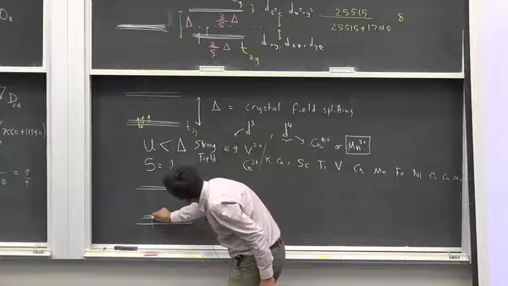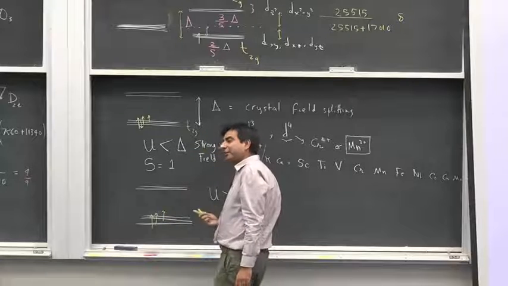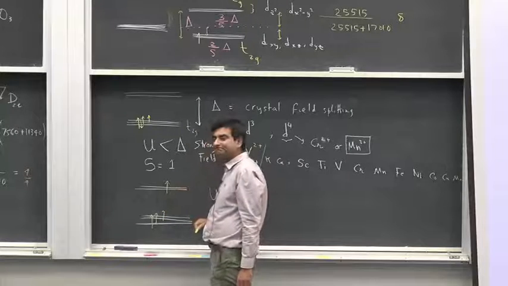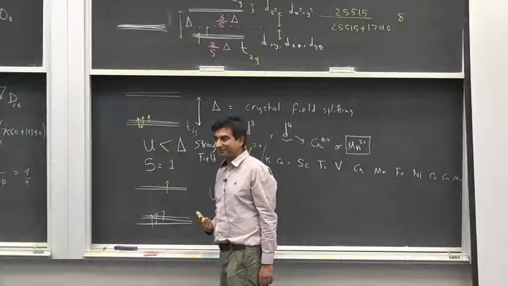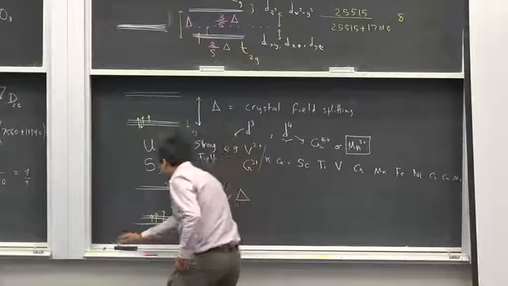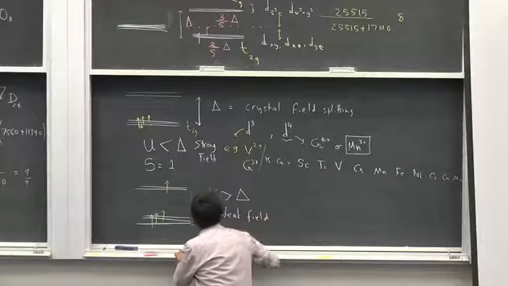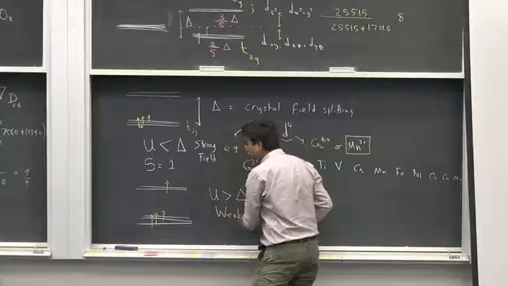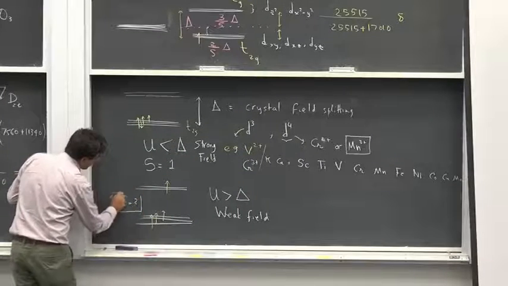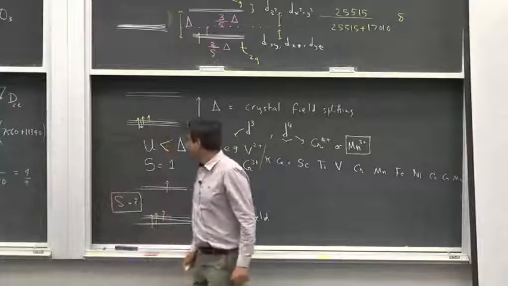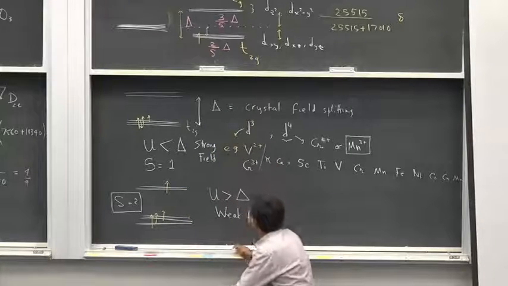Then you have 3 electrons. No doubt they will go into these levels with their spins in the same direction. The 4th electron will go here, and it will maximize S, just like Hund's first rule. So this is the situation which is generally called the weak field case, and the word crystal is omitted. Strong field means strong crystal field, weak field means weak crystal field. In this configuration, S equals 2. This is called the high spin case. Weak field gives you high spin.